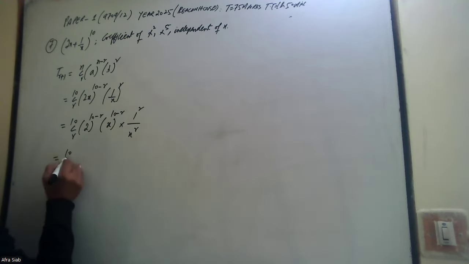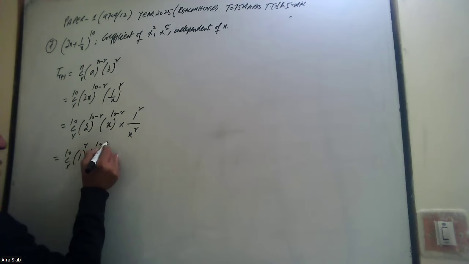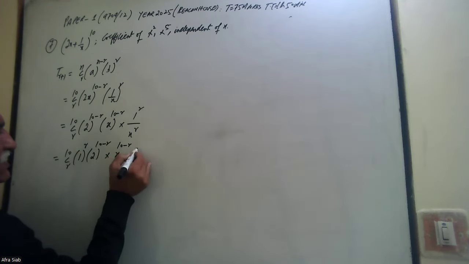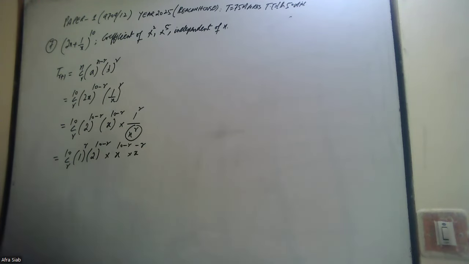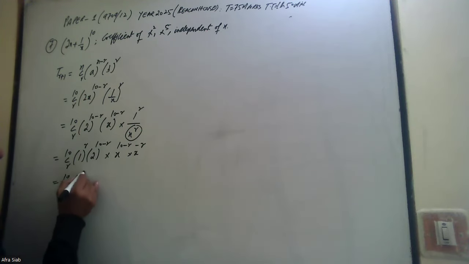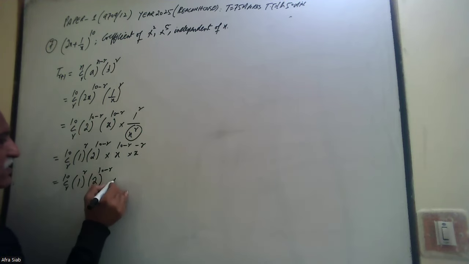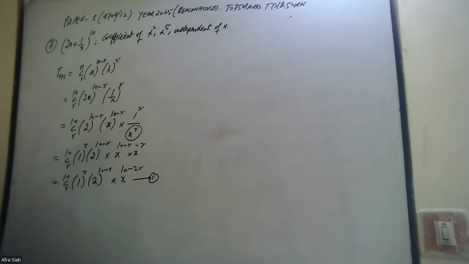So it can be written as 10CR into 1 power R into 2 power 10 minus R into x power 10 minus R and x power minus R if we shift this term to the numerator there. This will become 10CR 1 power R 2 power 10 minus R into x power 10 minus 2R. Let's say it is equation number 1.